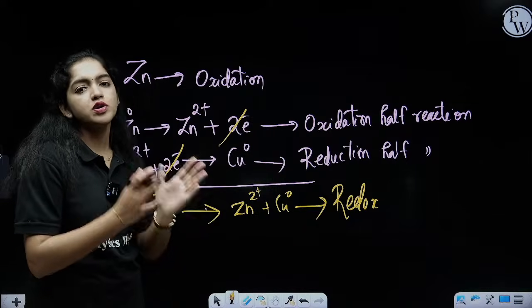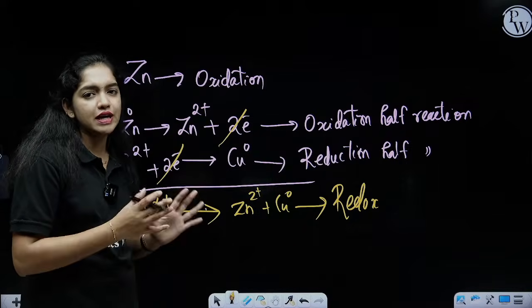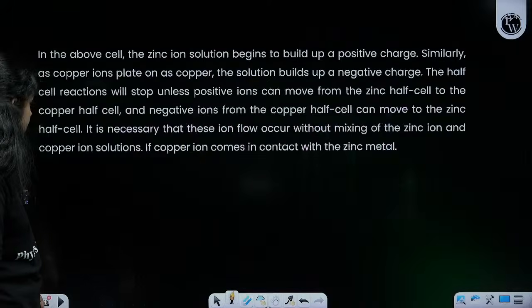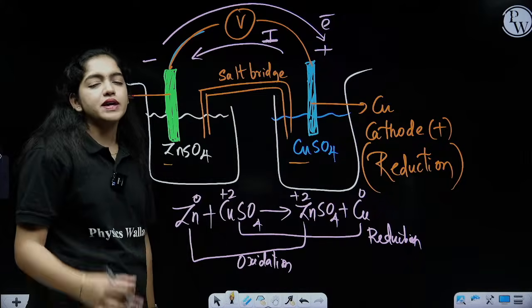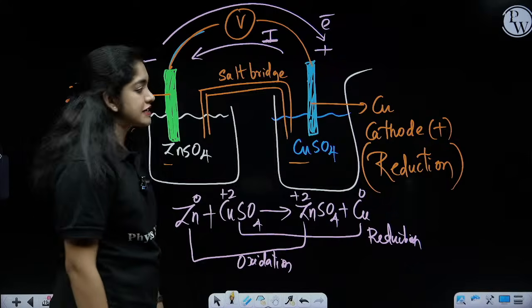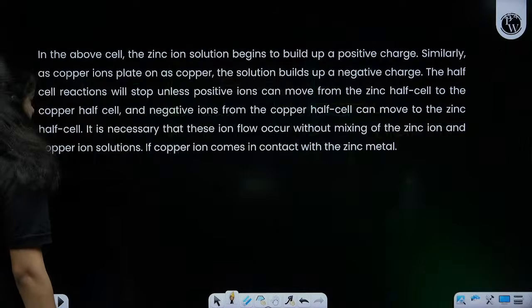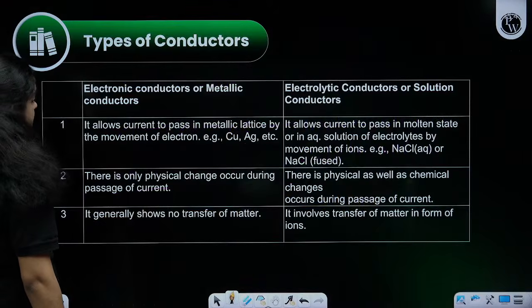Now we are going to learn about the cell representation, how we can represent the cell. We have drawn the diagram, right? This is very difficult to draw completely, right? So there is an easy method to represent the cell, that is known as cell representation. What is it? Cell representation.